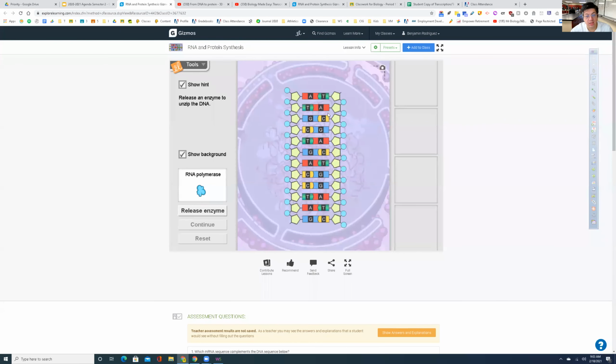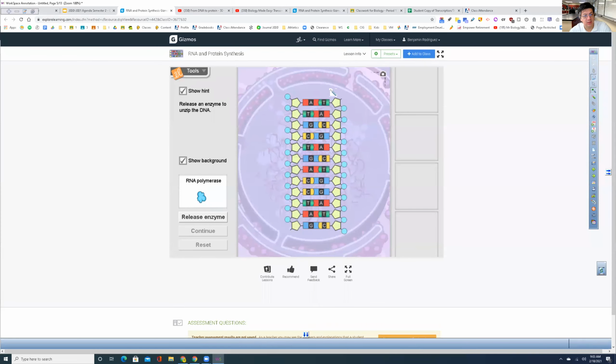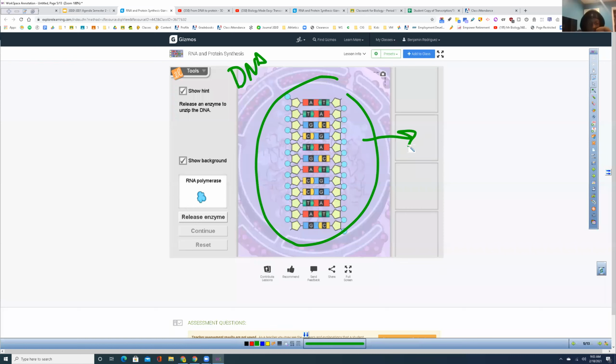So what did we do to this DNA again? Somebody tell me. In order to make the RNA, remember the goal is to use this DNA and get to the RNA. So what was step one that we did? RNA polymerase. Yes, RNA polymerase had to do, well, what do we have to do with the DNA? Split it. Split it, very good.